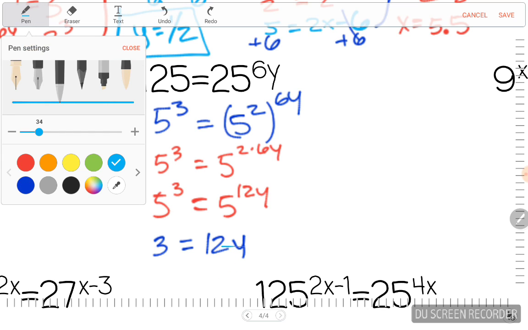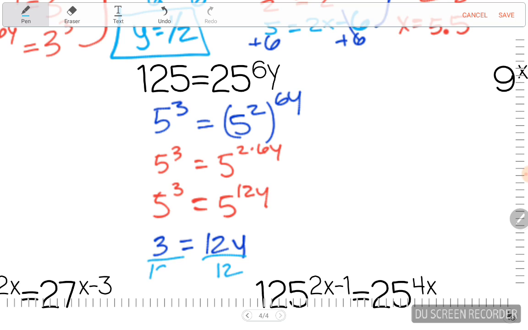I divide both sides by 12 and get that y must equal 1/4. Okay, remember, if the bigger number is in the denominator, then your bigger number should stay in the denominator when you divide.